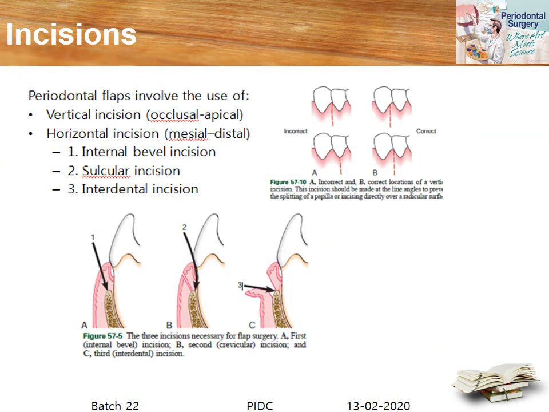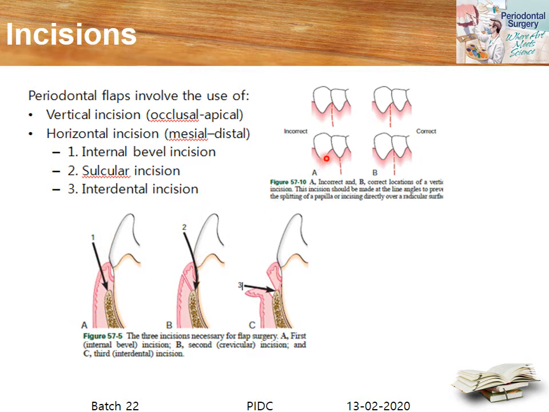The basis for all surgical procedures involves 2 major incisions. One is the vertical incision, which runs in the occluso-apical direction, and the other is the horizontal incision, which runs in the mesiodistal direction. Horizontal incisions are of 3 types: the internal bevel incision, the sulcular incision, and the interdental incision. The diagram shows how it has to be carried out.